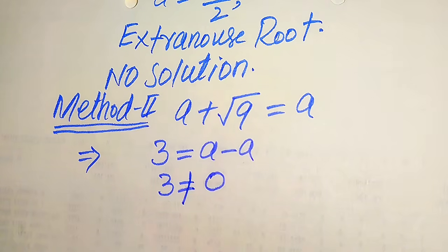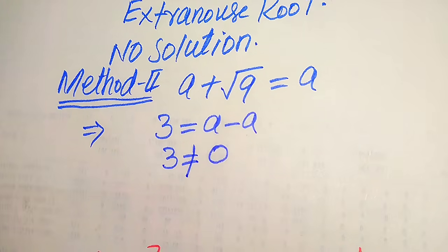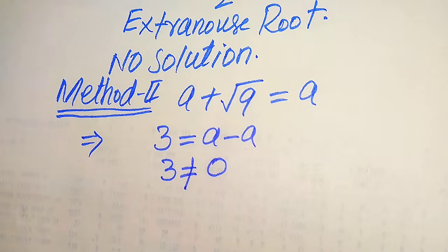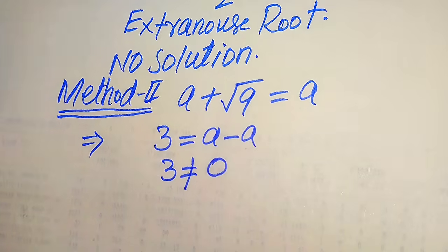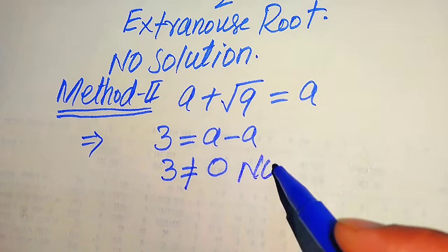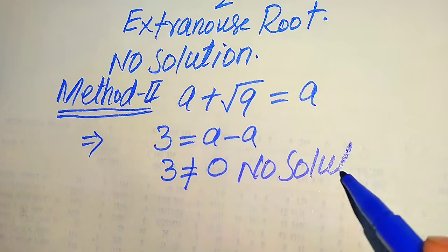So this shows that both sides are not equal, and if both sides are not equal, this means that we cannot get any value of a which satisfies our given question statement. So here we finally conclude that this question has no solution.